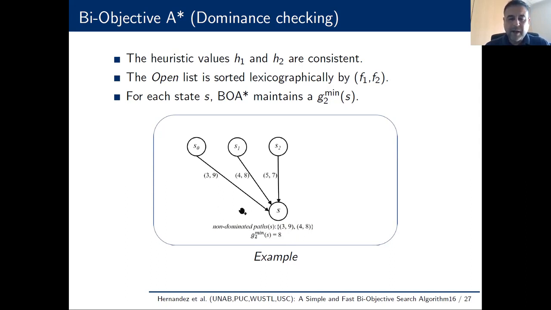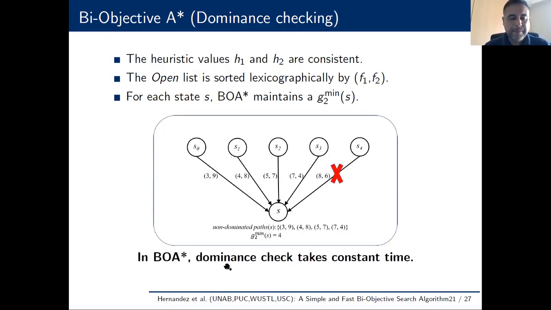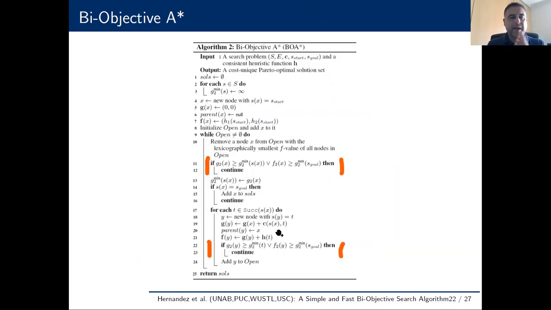Now a new path arrives, and we can see that 7 is lower than 8, so of course we can add this path to the non-dominated path set. Then a new path arrives, that is 7, 4. Yes, 4 is lower than 7, and we can add this path, and we update the G2 min value to 4. Then a new path arrives, but this path has a G2 value bigger than G2 min, and we don't add this path to the non-dominated paths. This check takes constant time, because you only need to compare the G2 value of the new solution with the G2 min value of S. And this is our algorithm.